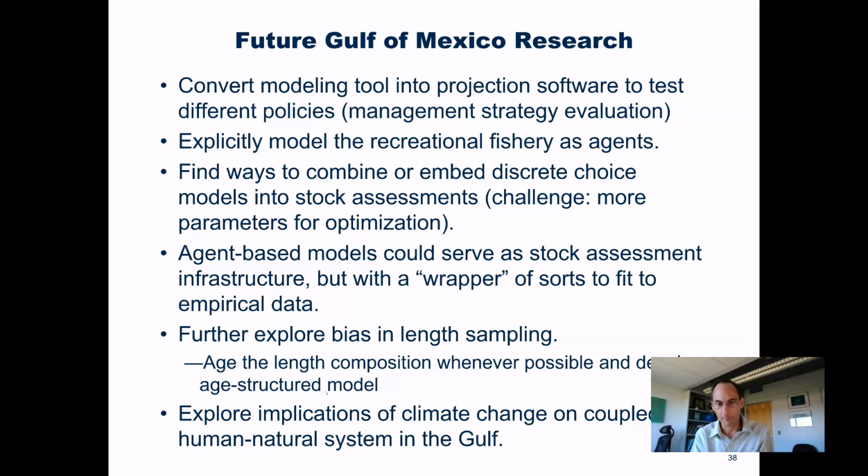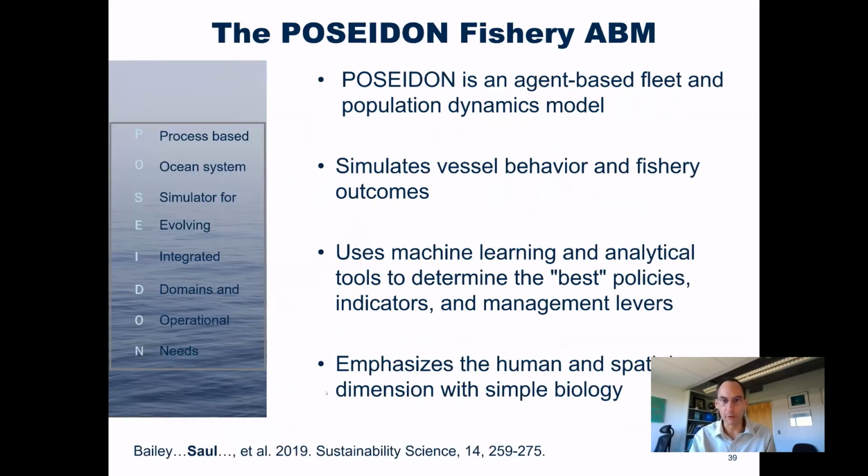Agent-based models could also serve as a really useful stock assessment infrastructure, but maybe with a wrapper and an optimization algorithm that's used to fit to empirical data. So that's another direction of research, but further down the line. I'd like to further explore biases in length sampling as well, and then implications of climate change on the coupled human natural system in the Gulf of Mexico and elsewhere.